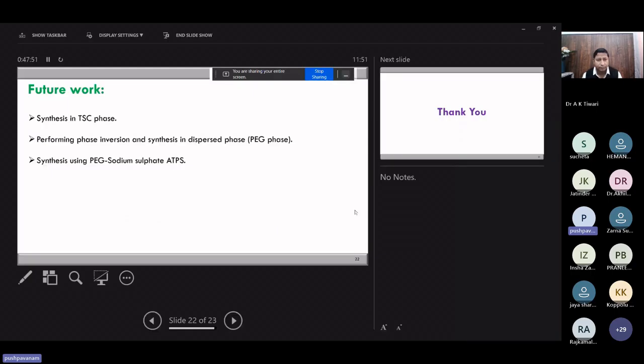Future scope: right now I've done the synthesis in the PEG phase, because the reaction is fast in PEG, so you can think of doing it in the citrate phase. Then we can do a phase inversion. There are some details which we can look at, and synthesize using other ATPS systems, such as PEG and sodium sulfate. You can look at different ATPS systems for doing this.